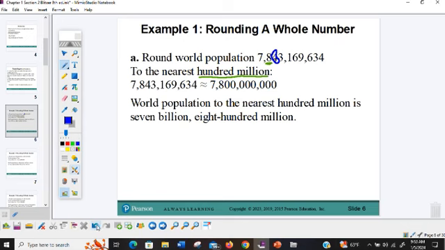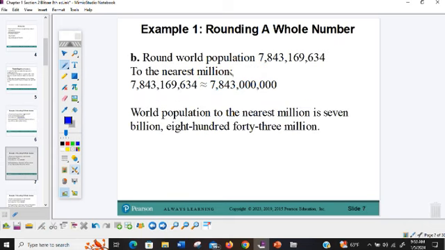Okay, I just covered that up, so let me not do that. The number on the right is a 4. Remember, if it's 5 or more, we add. If it's less than 5, we just keep the 8 and turn all of these into zeros. So the correct answer would be 7,800,000,000.